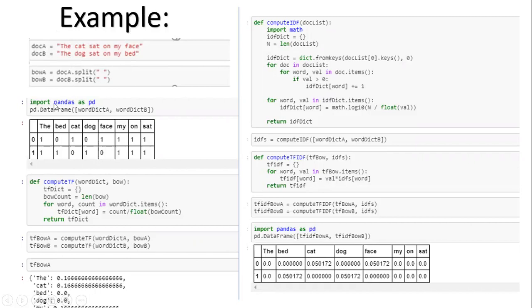We split the data, import pandas, and showcase it as a data frame showing how many times a word has appeared in a sentence. In doc A, the cat sat on my face are all ones, and similarly in doc B, the dog sat on my bed are all ones. We compute the term frequency and we compute the inverse document frequency. Finally, we combine them, multiply them, and find out the TF-IDF. The output would look something like this.